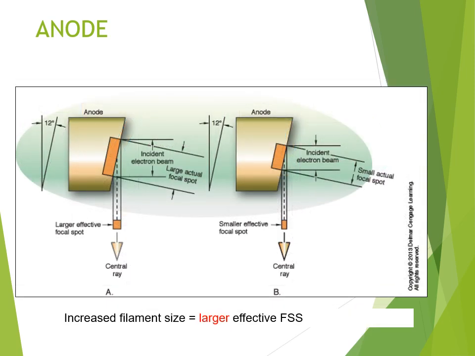If we increase our filament size, if we go from a small filament size, which is shown here, this one's considered small because the electron beam is small, then we're going to have a smaller effective focal spot size. On the other hand, if a larger filament was used, we have a larger electron beam size, which means our effective focal spot size is larger. So if you increase the filament size, you have a larger effective focal spot size.